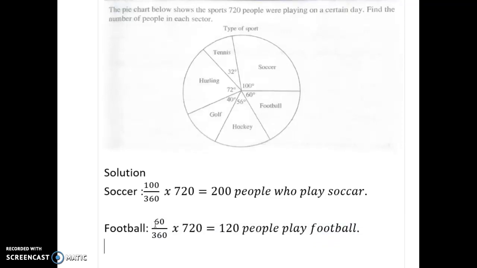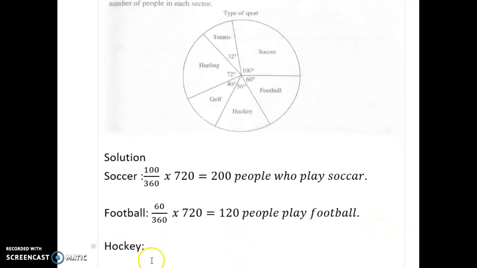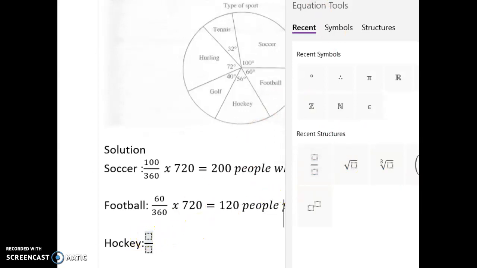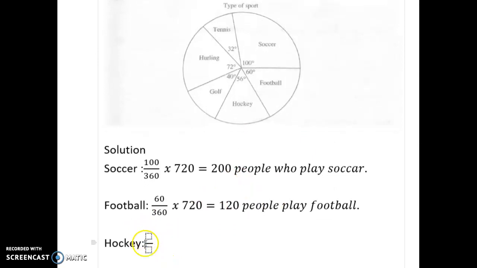The next one is hockey. And let's give that a space as well. So for hockey, it is 56 degrees. So it's 56 over 360 by 720. Okay, so that's 56 divided by 360 by 720, and that's 112 people.